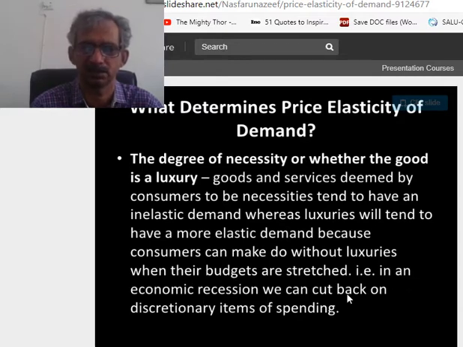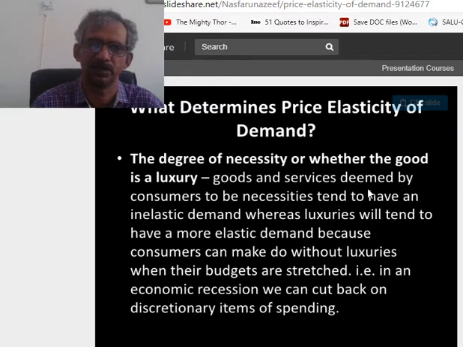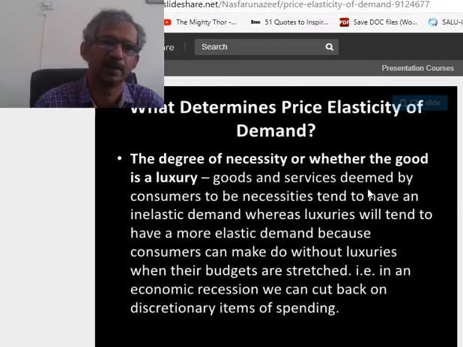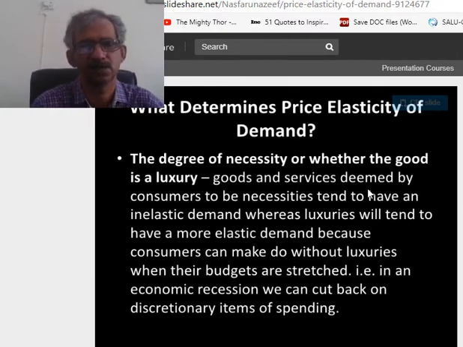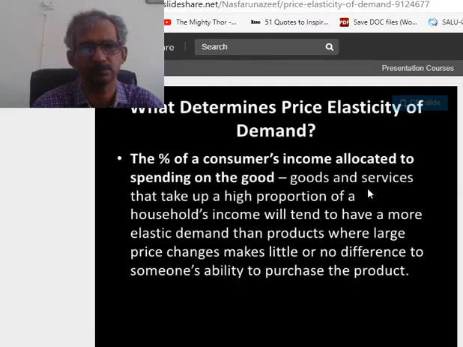In an economic recession, we can cut back on discretionary items of spending. So if the good is a luxury, when the price rises, people avoid buying, but if the good is a necessity, like food, medicines, and other necessary items, the price change does not affect the buyer's behavior.